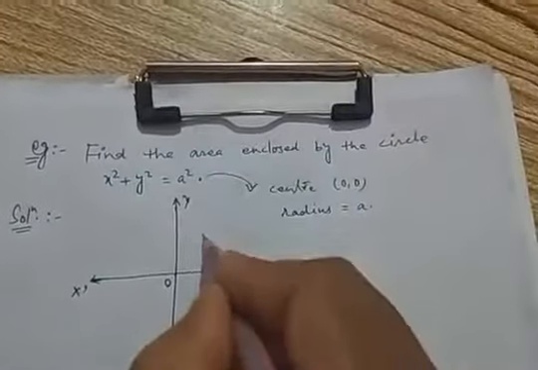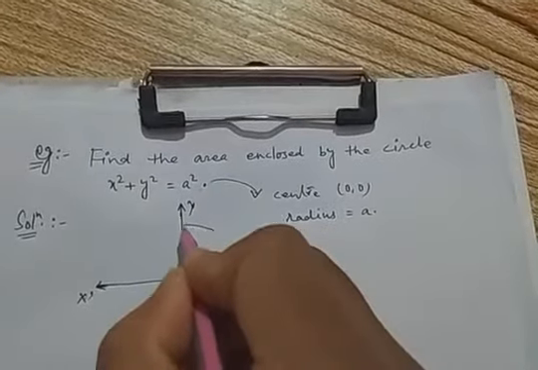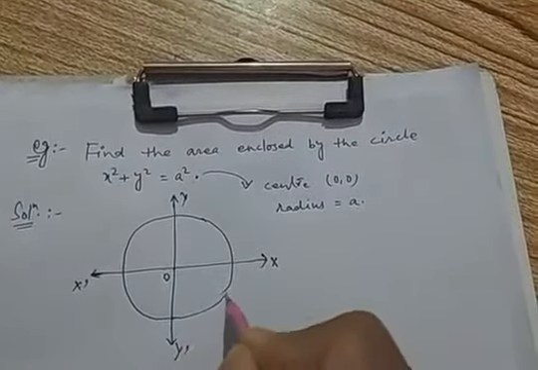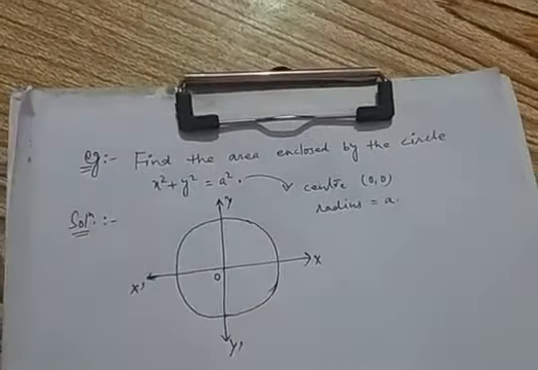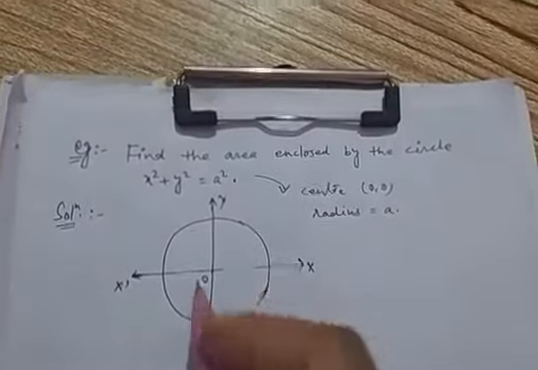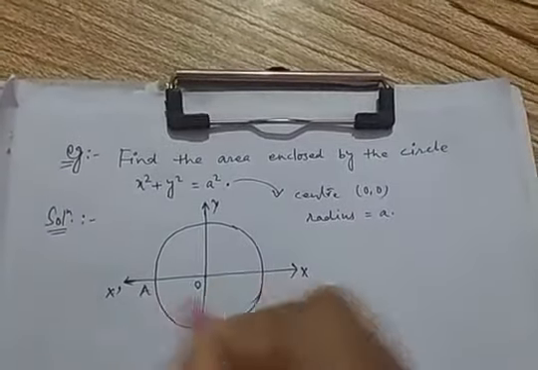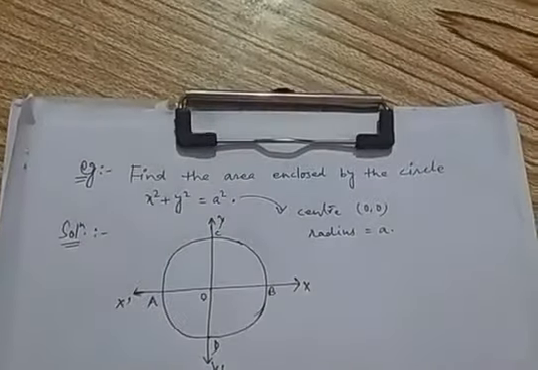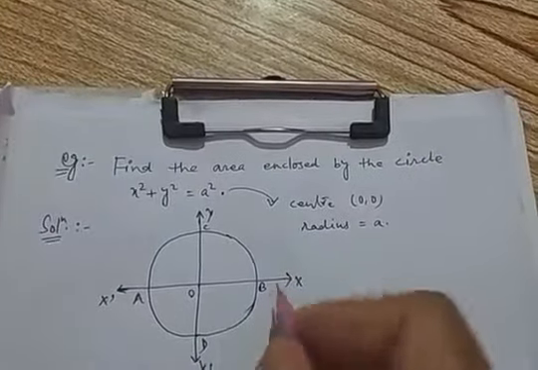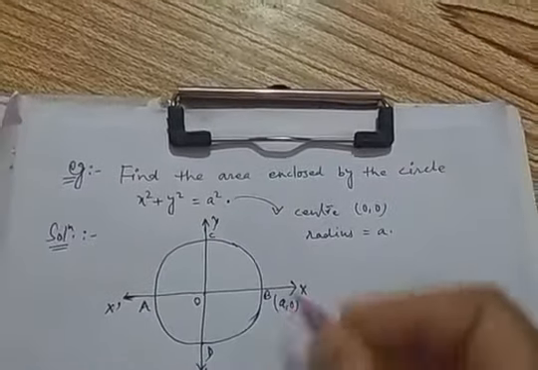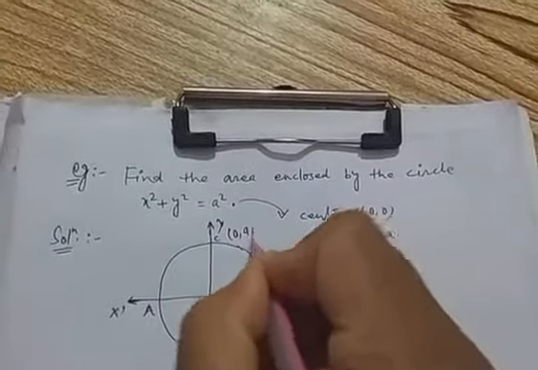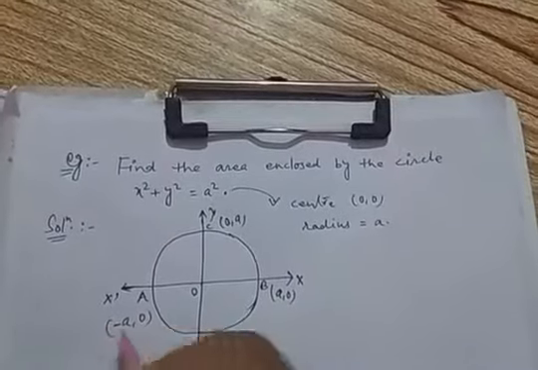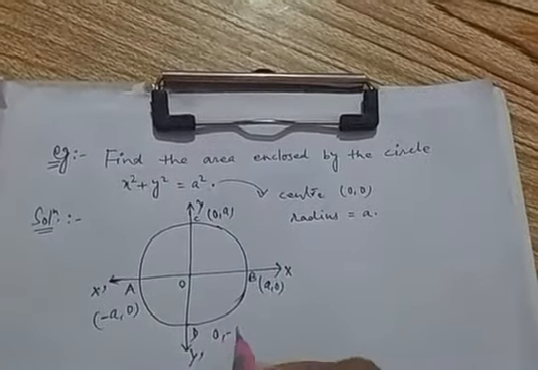Now let the points of intersection be A, B, C and D. Okay, so here the coordinate of B is (a, 0), here will be (0, a), and here (-a, 0), here (0, -a).